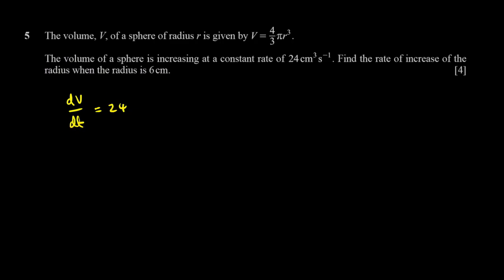Now, sometimes if you're not sure about this, the units are a real clue. We've got centimeters cubed here per second, right? So we've got volume per time. So we know we've got dV/dt.